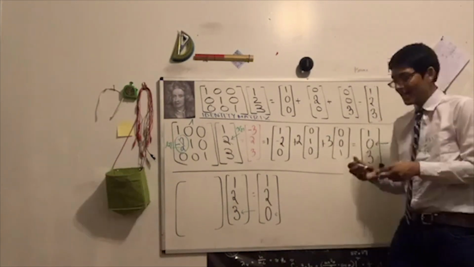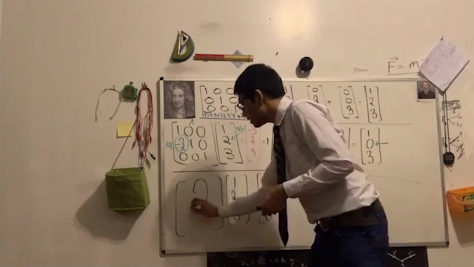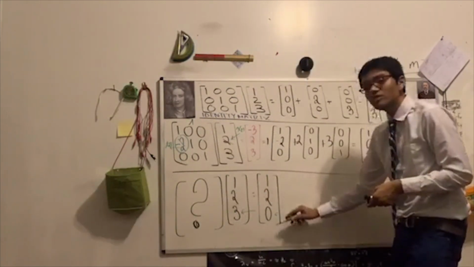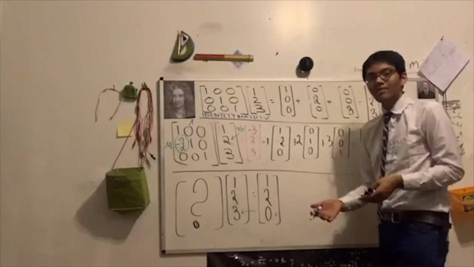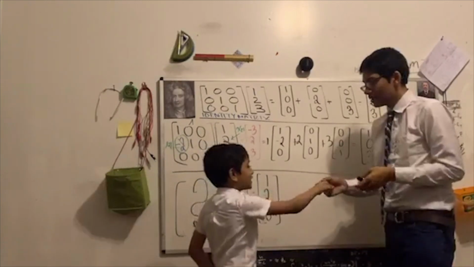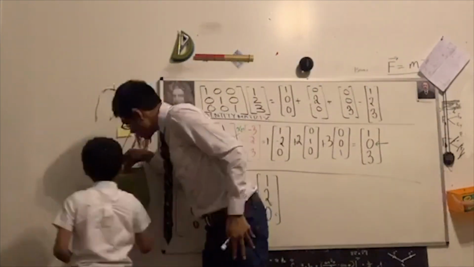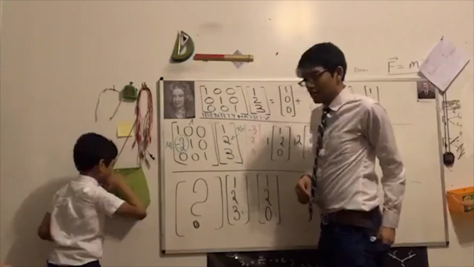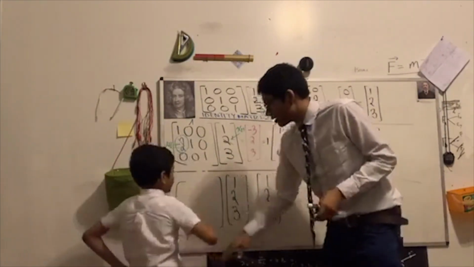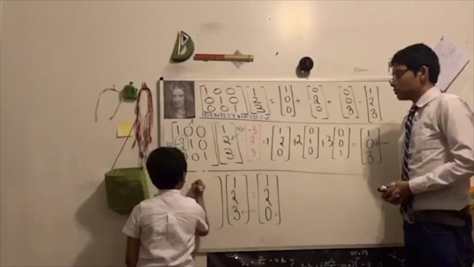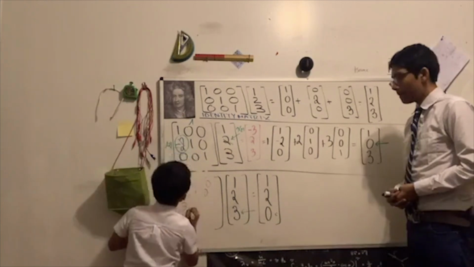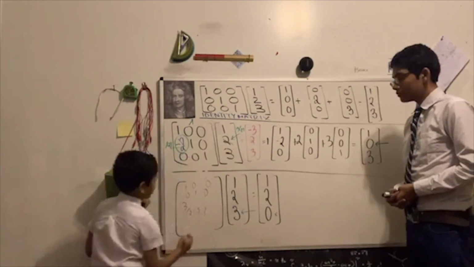Now my question is this. What matrix do I have to multiply this vector by to get 1, 2, 0? Let me hypothesize. Please hypothesize in pink. Okay, so 1, 2, 3. No. 0, 1, 0, and then 3/2, 0, 1.